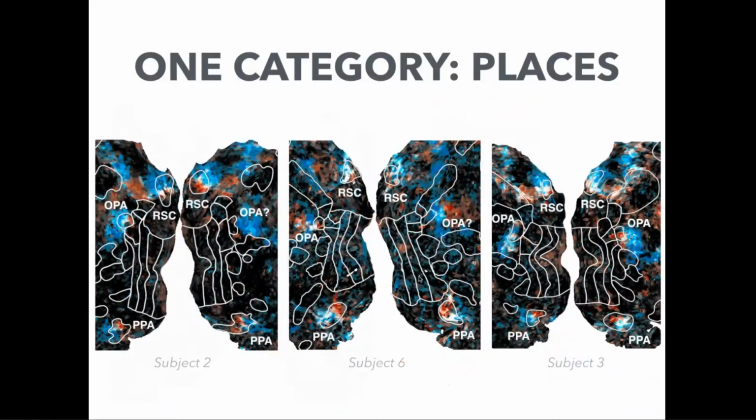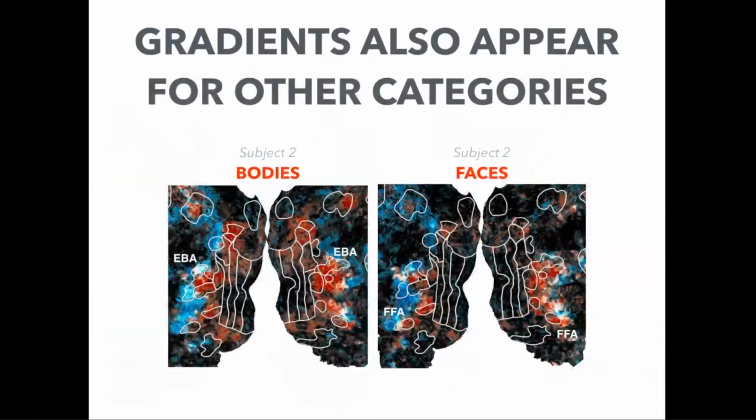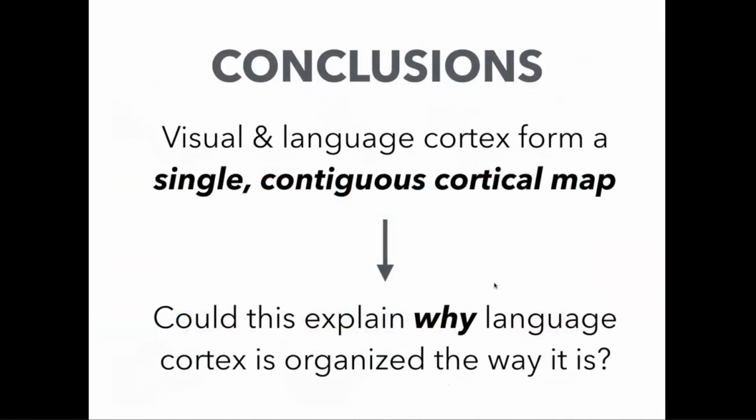The same thing appears. It turns out that this is also consistent for different categories. So we see it also for words related to bodies, close to the EBA, and words related to faces, close to the fusiform face area, the FFA. We see the same kind of red to white to blue pattern here. I'm not going to go into detail about this, and there's a grad student in Jack's lab who's done a ton of nice work showing that this is actually a general property: you can look at any location along the edge of visual cortex, and you see the same pattern for whatever category is represented there. You get a shift from purely visual representation to purely language representation.